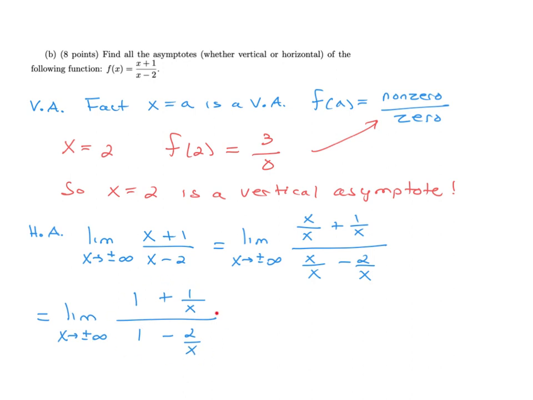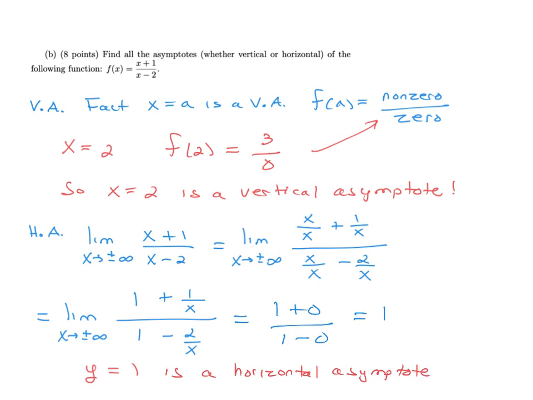And written in this way, if you go to either positive or negative infinity, both of these go to 0. And so your expression looks like 1 plus 0 over 1 minus 0, or simply 1. And this means y is equal to 1 is a horizontal asymptote. And these are all the asymptotes on this rational function.